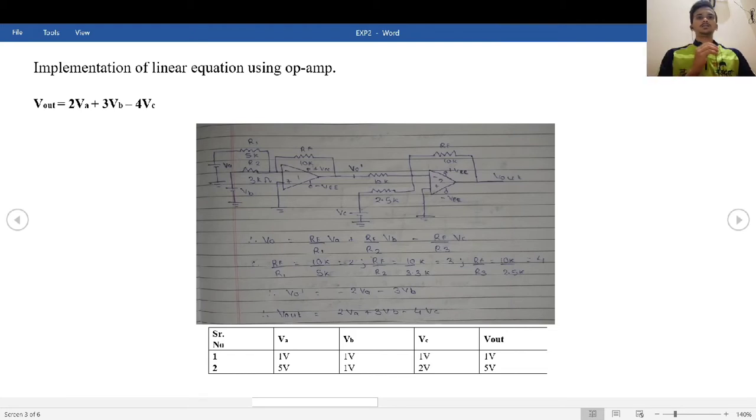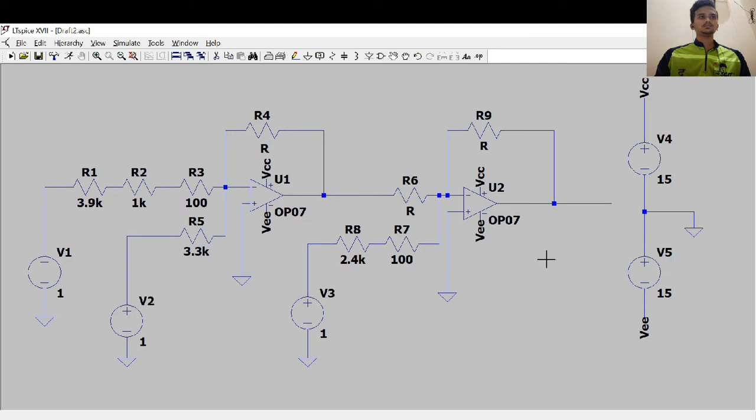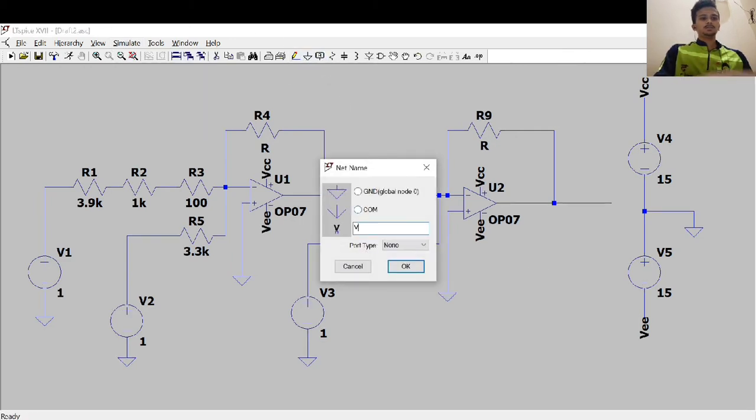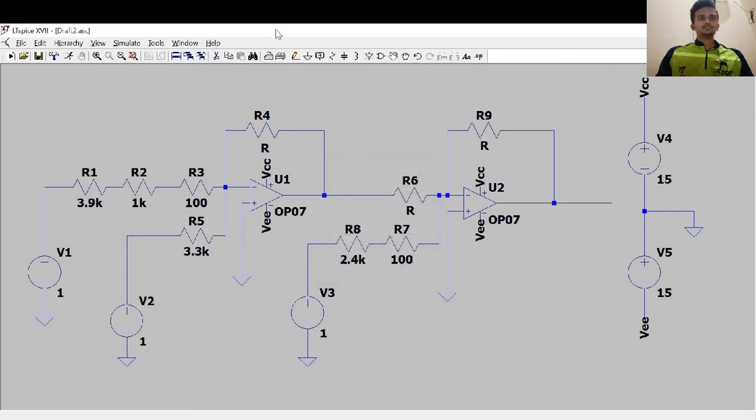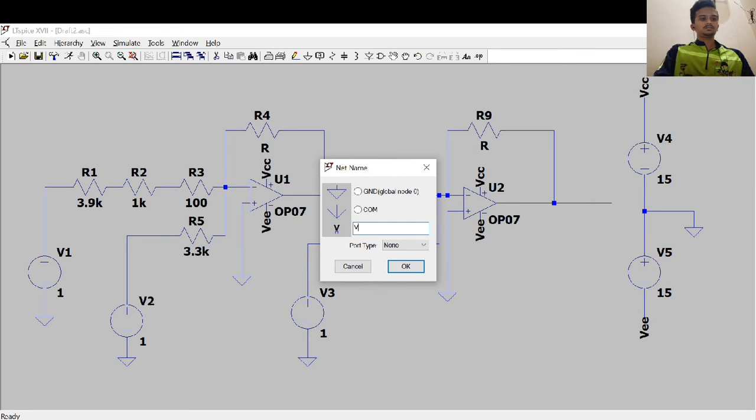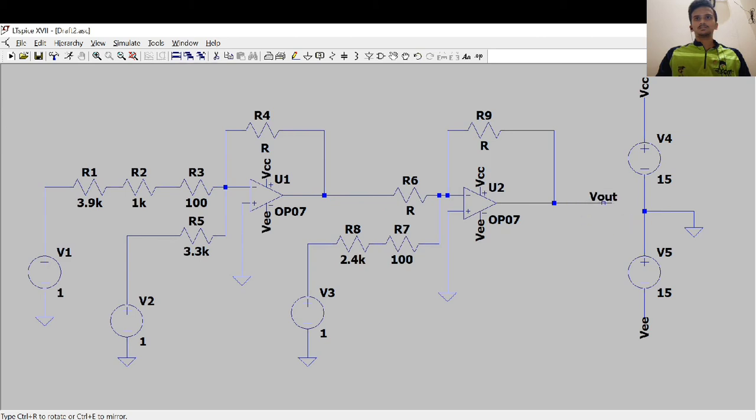So output will be our 1 volt. So let's check it. Once more we'll check if any errors are there. Okay, so let's simulate it. We'll take a VA output, so it will be easy to visible.